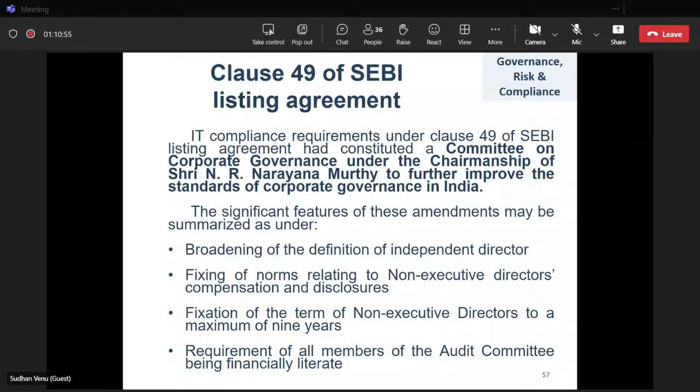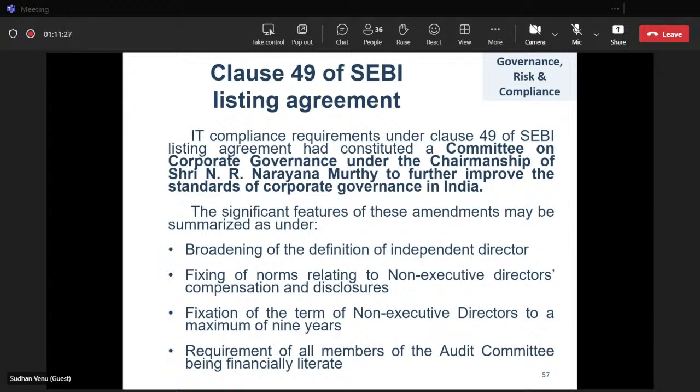The next one is the fixing of norms relating to non-executive directors' compensation and disclosures. So the board directors include independent directors, and the non-executive directors have compensation and disclosure based on the fixed norms. The next one is fixing the term of non-executive directors to a maximum of 9 years.